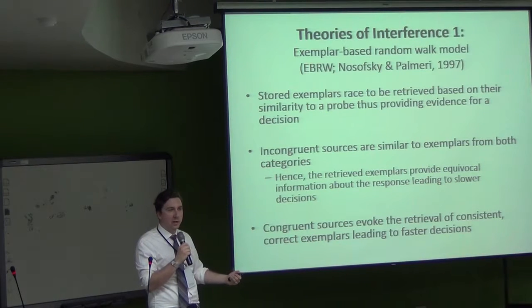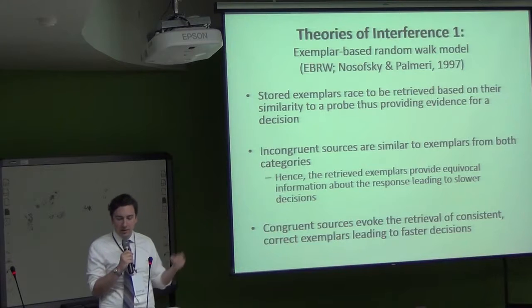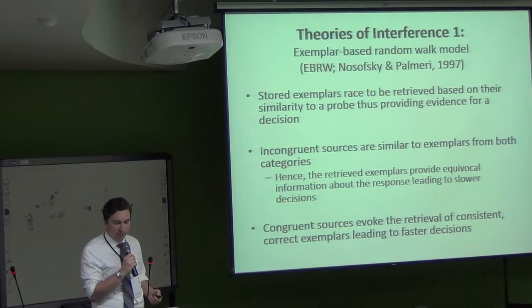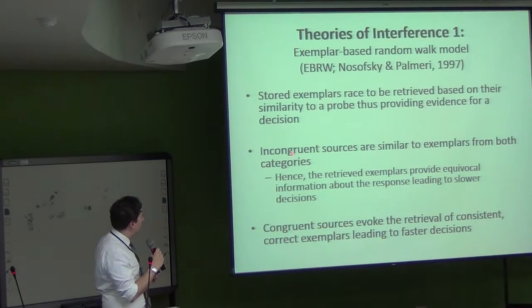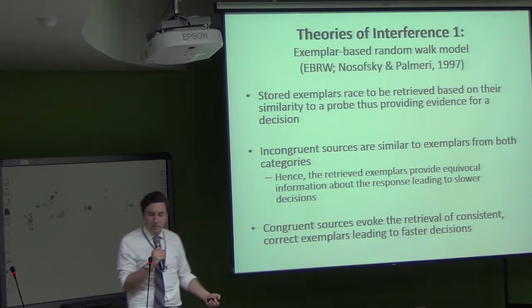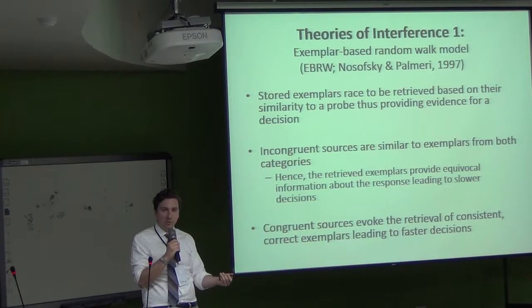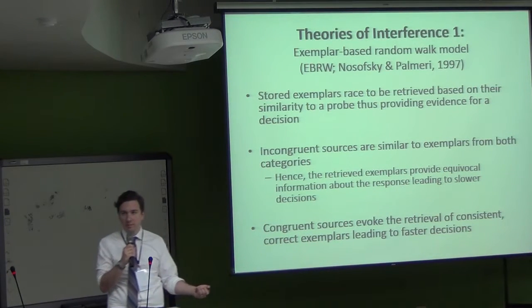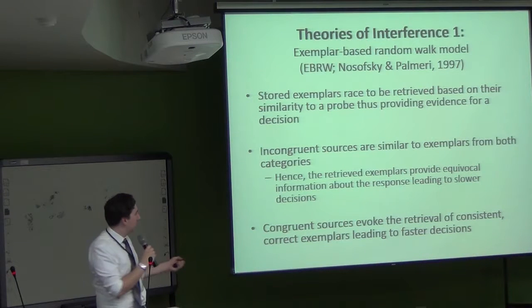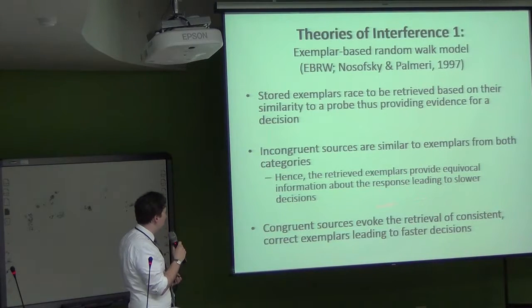and once you've accumulated enough retrieved exemplars from one category relative to the other category, you emit that category as an answer, the one which you've retrieved more exemplars from. Now, when you've got items which have conflicting information, the retrieved exemplars are in fact similar, the probe is in fact similar to both categories, so you end up retrieving information from both categories, leading you to an equivocal response, which takes you longer to emit the correct decision.